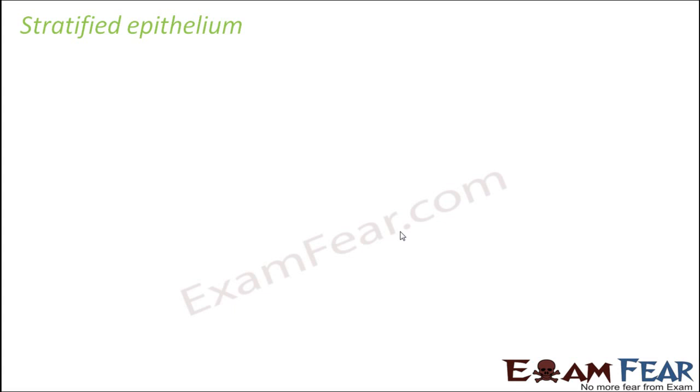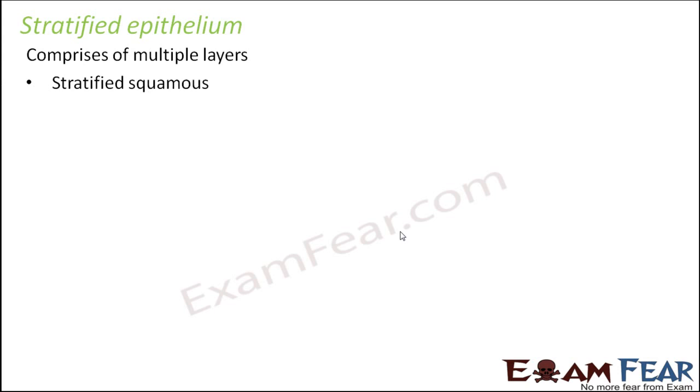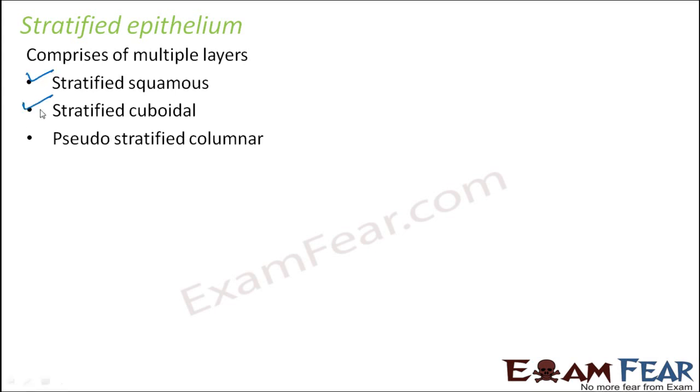First, we are talking about stratified epithelium. They consist of multiple layers. They can be of three types: stratified squamous, stratified cuboidal, and pseudo-stratified columnar. Again, I think you can guess from the names. Squamous are those cells which are flat and thin. Cuboidal are those which are shaped in the form of a cube. And columnar are those which are tall, pillar-like cells.